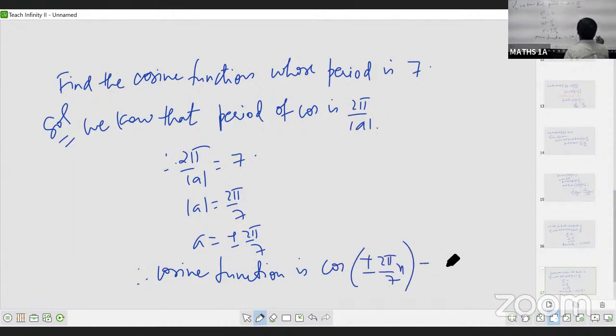Cos is an even function, no? So that I can write it as plus or minus. Cos of plus theta is cos theta only. Cos of minus theta is also cos theta only. Is it clear?